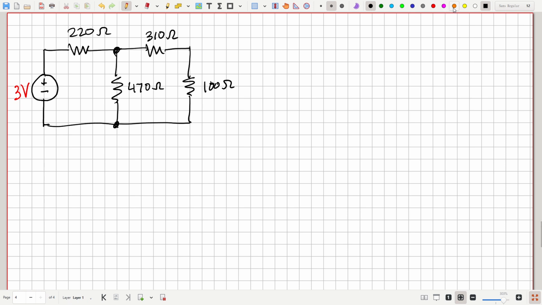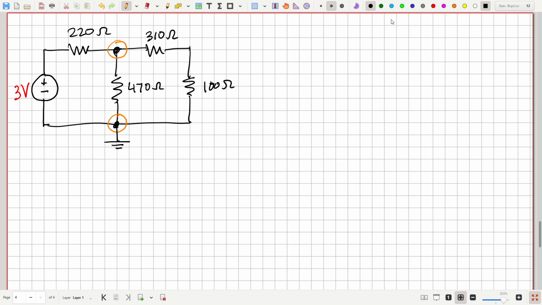Okay, step 1, find all the essential nodes. Here's 1 and here's 2. Those are all the places where 3 or more devices or components are connected. Step 2, choose one to be our reference. Well, let's see. This one is not connected to a terminal of a voltage source, and this one is. So this would probably be our best bet. These both have 3 devices connected, so by that measure they'd be equal, but this one's connected to the terminal of a voltage source.